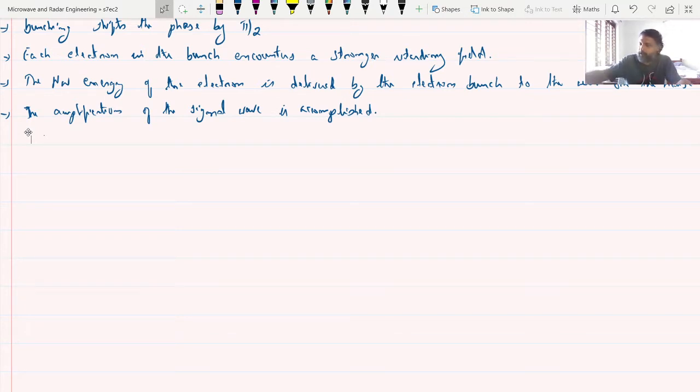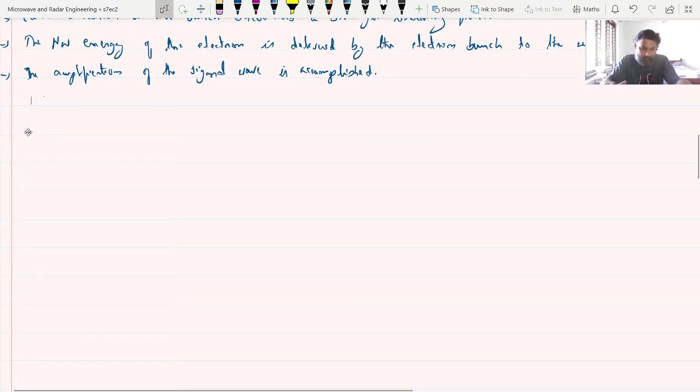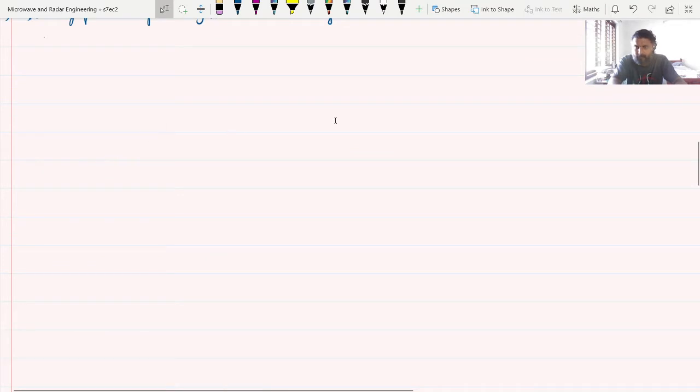So let me bring another. I'll redraw the same structure, just for explanation point of view regarding the working of a traveling wave tube amplifier. Okay, already I had drawn this one. I just bring this figure in the upper part.